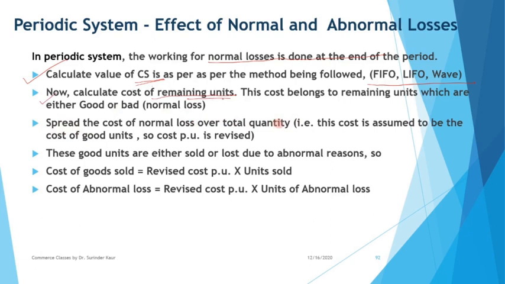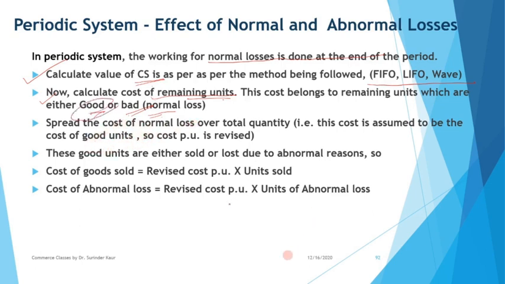Now these are all the units which should be issued. However, out of these units, some might be good, which we can sell off or issue, and some of these units are bad. So what happens is that the bad units, or the normal loss, is spread over the remaining units. So we take up the cost as it is and we calculate cost per unit based on good units.